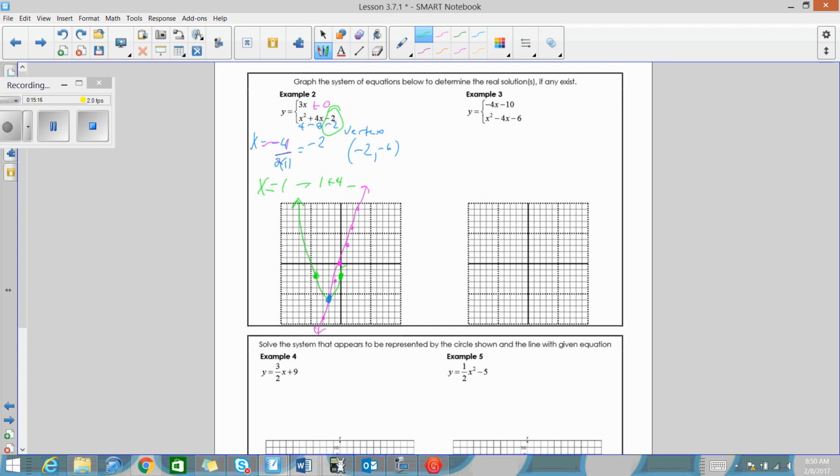And then minus 2. 1 plus 4 is 5, minus 2 is 3. Holy cow, that is our other point of intersection right there. So we actually had 2 points of intersection here. We had 2 of them. We had this point and this point. So our solutions to this problem are (0, -2) and (1, 3). These are your solutions.